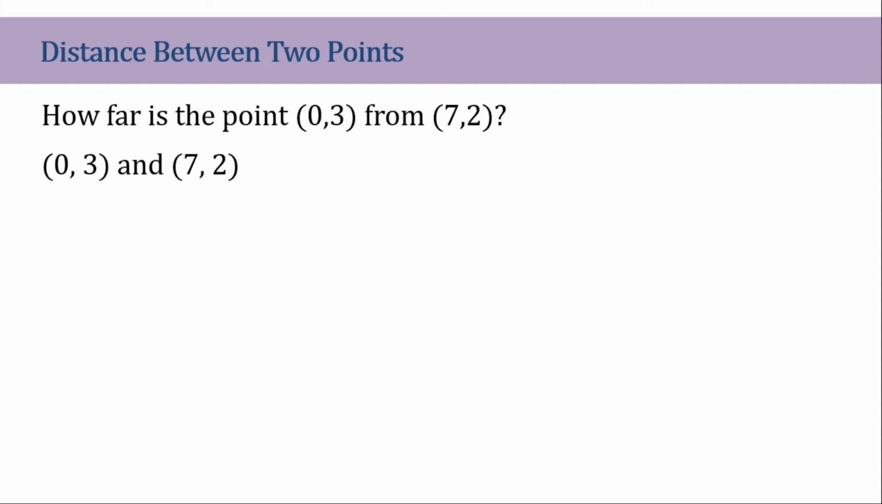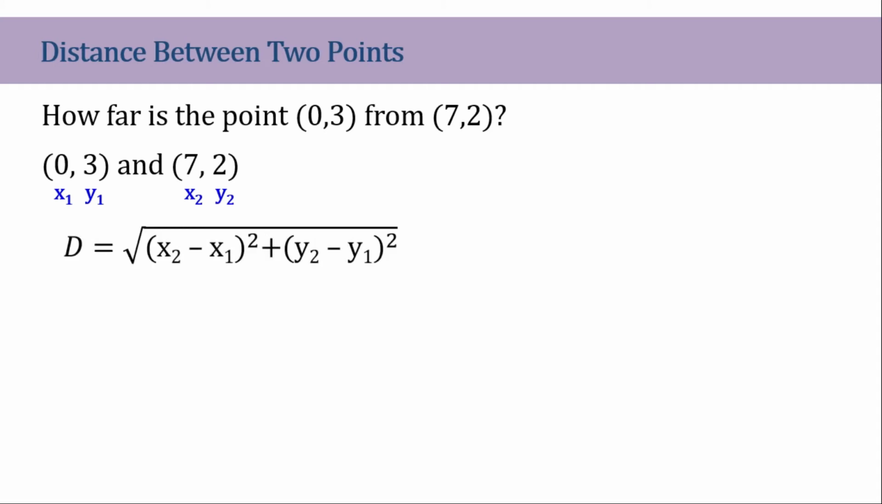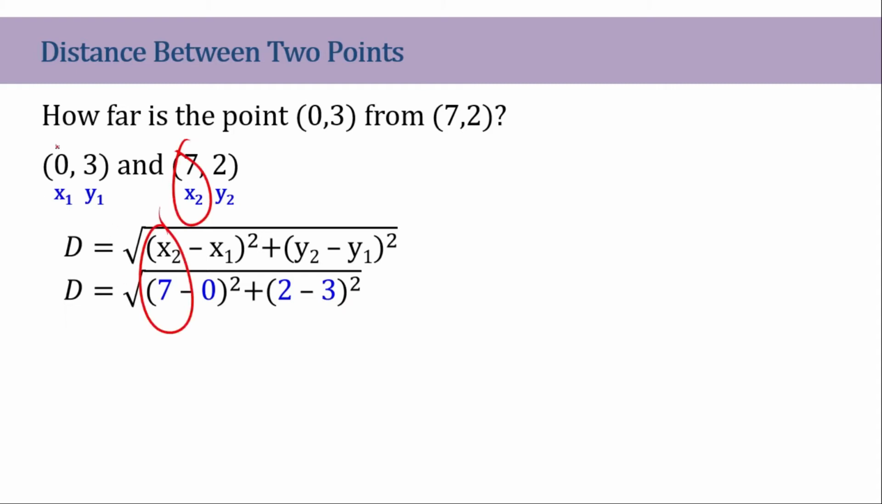How far is point (0, 3) from (7, 2)? So let's write the points. And after we write the points, we just assign variables on them. After assigning variables, let's write the distance formula. Substitute all the values that we have. So you can see, let me show you again. X sub 2 is this. X sub 1 is this. Then y sub 2 is this. I'm sorry, 2. Y sub 1 is 3.